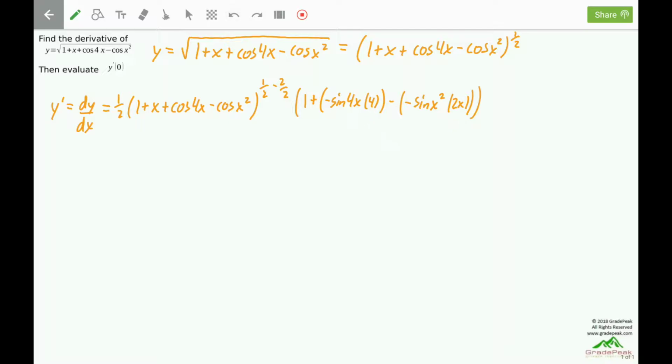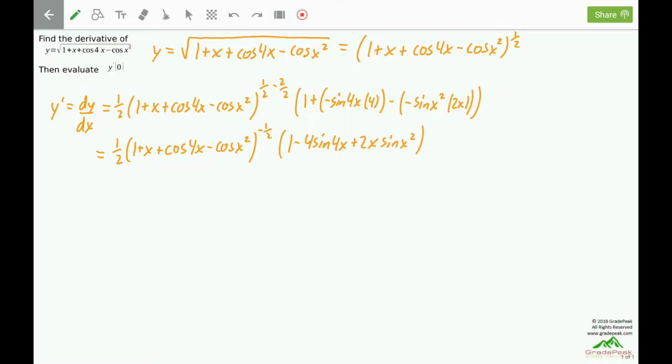Let's simplify the look of our expression here. So we have 1/2 times 1 plus x plus cosine of 4x minus the cosine of x squared to the 1 minus 2, negative 1 over 2. And then times this with a 1. That 4 can move in front of the sine, so 1 minus 4 sine of 4x. And then the 2x can move in front of the other sine, but we have a minus a negative, that's a plus 2x sine of x squared.